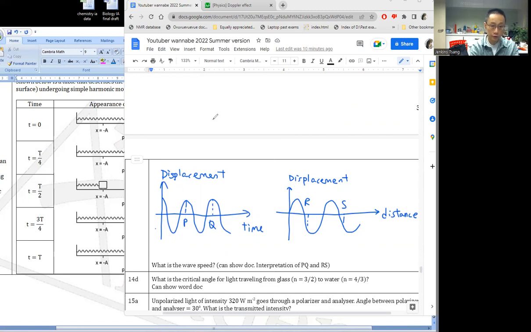Speed of the wave is given by, everyone knows, speed equals frequency times wavelength, but the derivation of this equation is based on the fact that frequency is 1 over period, and a wave will travel one wavelength within one period. Therefore, the speed of the wave is RS divided by PQ, which is choice C.